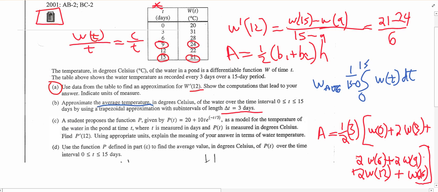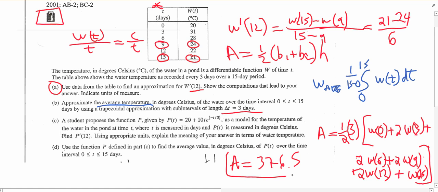So if we add all that up, let's see if we can get that here. 20 plus 62 plus 56 plus 48 plus 44 plus 21 times 3/2. When I did that, I got an area. The area underneath that curve is 376.5.